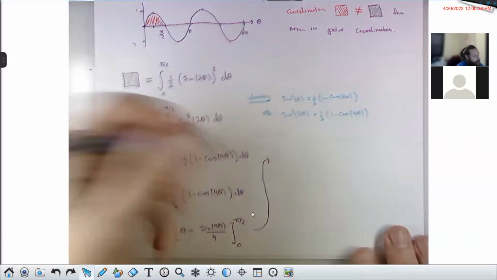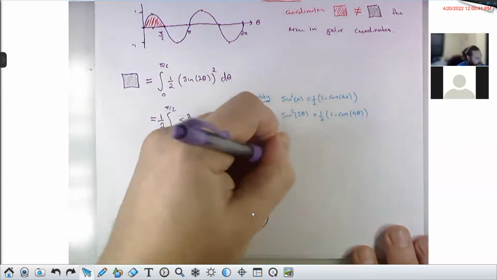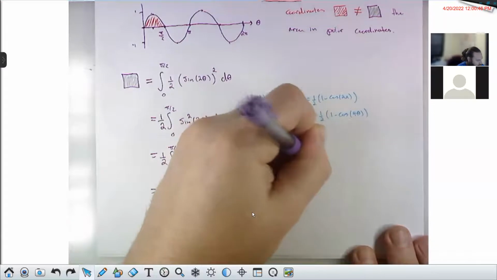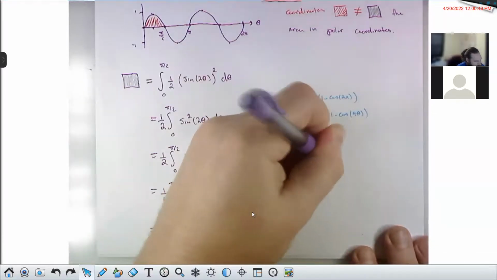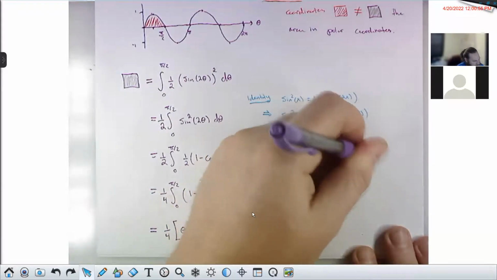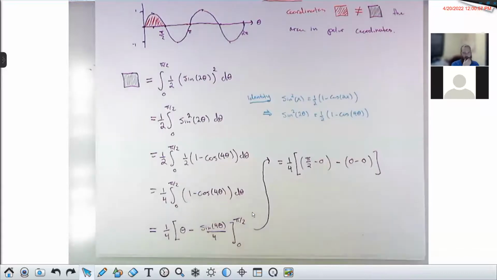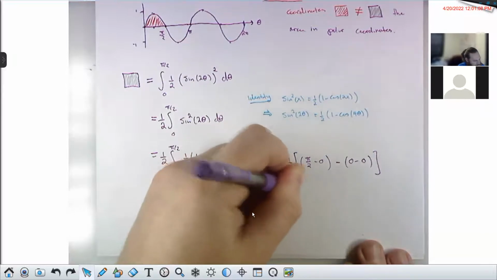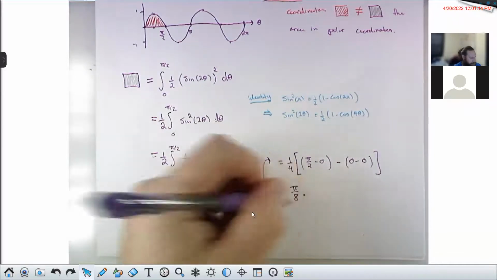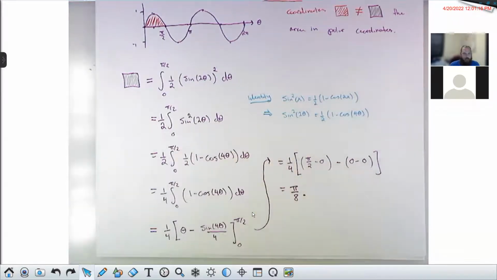So again, the only contribution comes from the theta piece. I'll have 1/4. I'll write it as pi over 2 minus 0. And then I subtract what I get when I plug in 0, which is 0 minus 0. And that's pi over 8. So that's the job done. Questions on this guy?